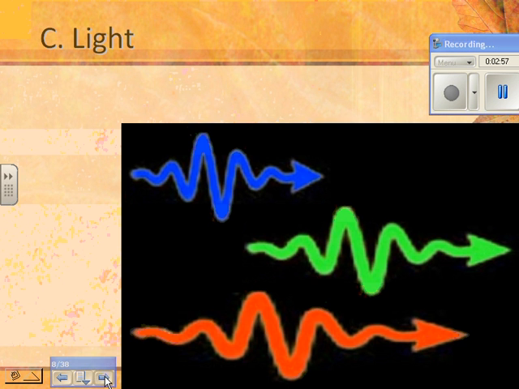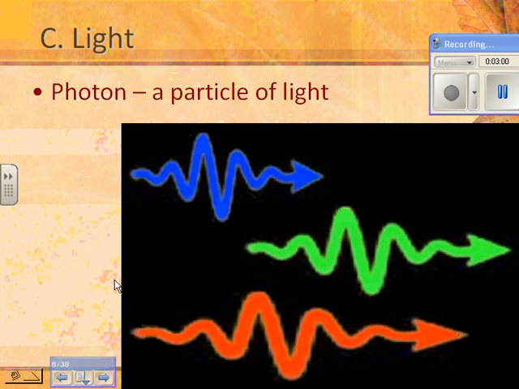Now let's talk about light. We're going to define photon as a particle of light. So you usually think of light as waves, but light can also be described as a particle, which is kind of bizarre. But you can have particles, and they can have different wavelengths, longer ones or shorter ones.